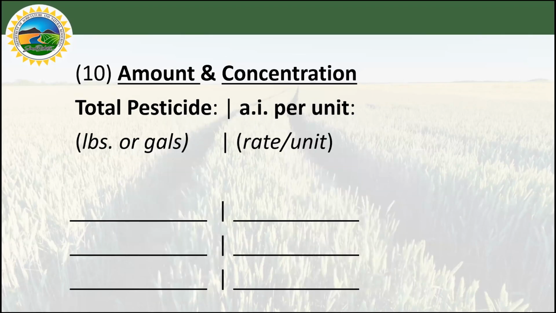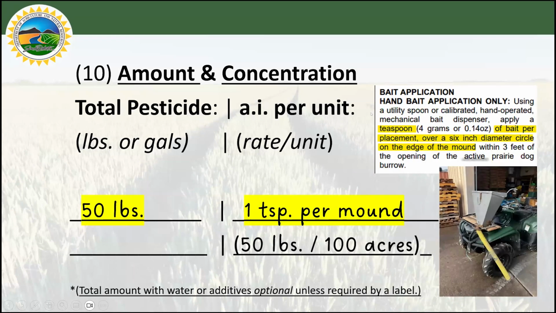Item 10 is the amount and concentration. So this is kind of where sometimes people wonder what they need to keep. But basically, total pesticide applied is what we're asking for here. In this case, we applied a 50-pound bag of poisoned oats. A 50-pound bag, depending on how many prairie dog holes there are out there, will roughly do 100 acres. If there's some more intense mounds, you're going to need more, but that's just a kind of a guideline.